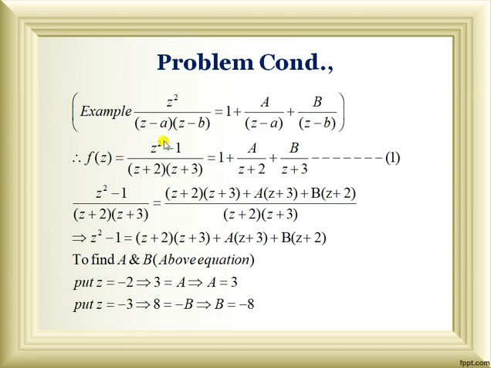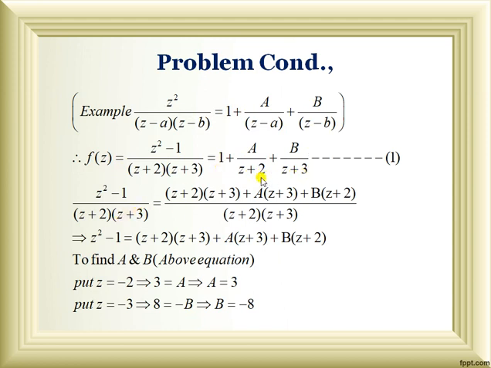Suppose the numerator order and denominator order must be equal, or the numerator order is greater than the denominator order. Suppose we have z cube in the numerator and only z square in the denominator. In this case also we need to use this formula, 1 plus a by z minus 1 plus b by z minus b. I am going to use this formula. This term becomes 1 plus a by z plus 2 plus b by z plus 3.